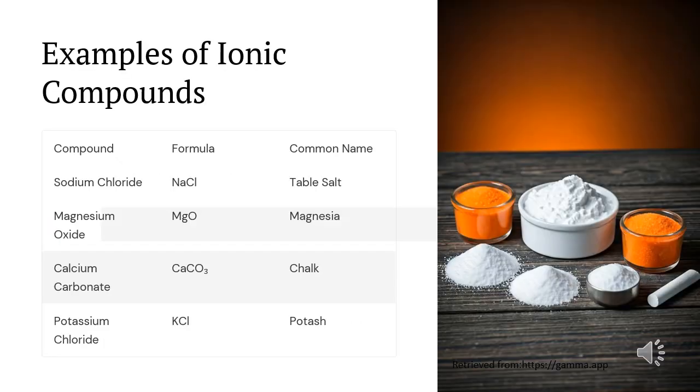Here are some common examples of ionic compounds: sodium chloride, table salt; magnesium oxide; calcium carbonate, chalk; and potassium chloride, potash. These compounds are formed when metal atoms transfer electrons to nonmetal atoms, creating oppositely charged ions that attract each other, forming stable ionic bonds.